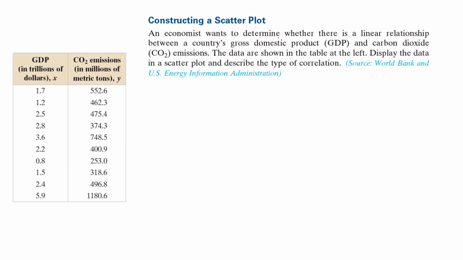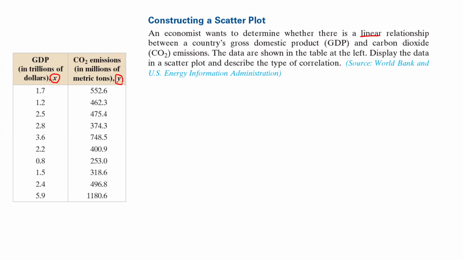An economist wants to check to see if there is a linear relationship between a country's gross domestic product, GDP, and carbon dioxide, CO2, emissions. The data are shown in the table on the left-hand side. Your x values, which are GDP in trillions of dollars, are listed on the left-hand side: 1.7, 1.2, 2.5, and so on. And the carbon dioxide emission depends on x.